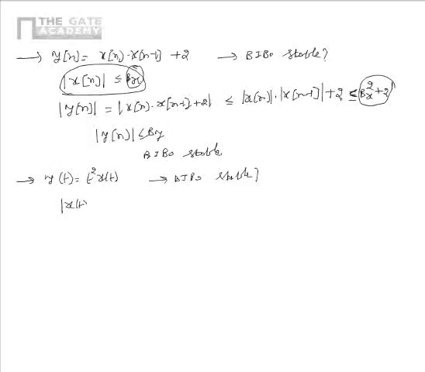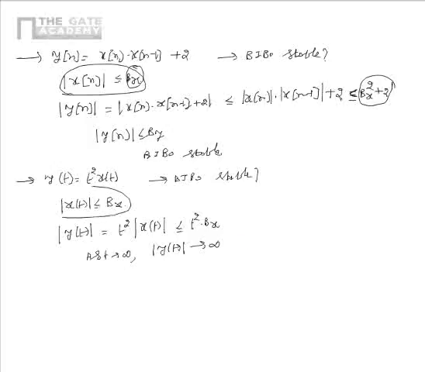If the input is bounded, we know that mod of x of t is less than or equal to bx. From this, we can find that mod of y of t is equal to t square multiplied by mod of x of t, which is less than or equal to t square into bx. From this, we see that as t tends to infinity, mod of y of t can also tend to infinity. So for a bounded input, the output need not be bounded. Therefore, the system is not BIBO stable.